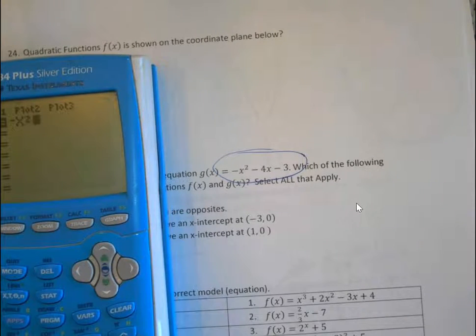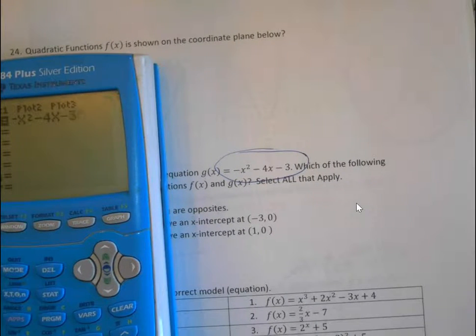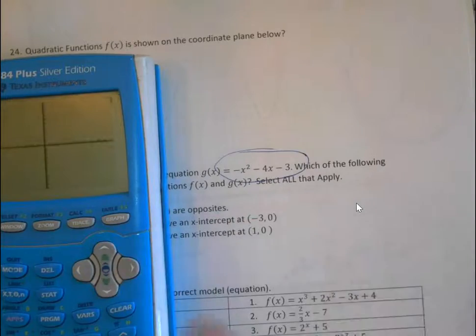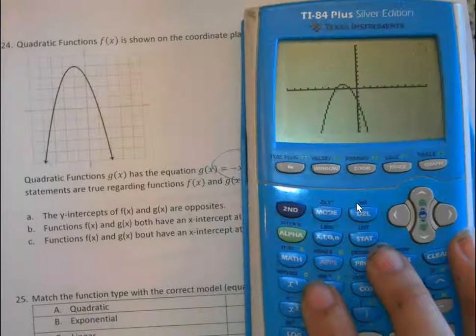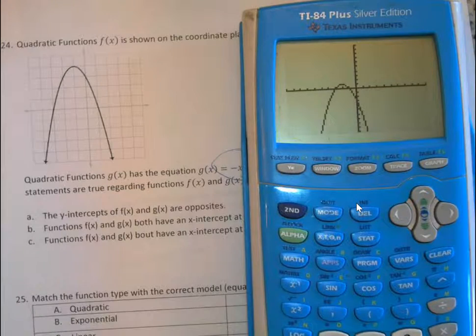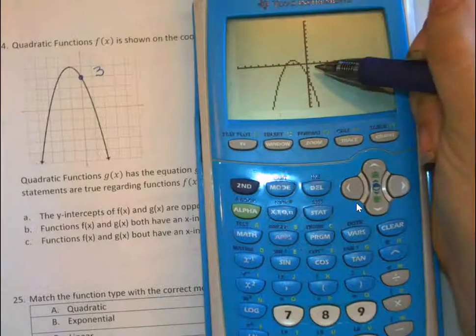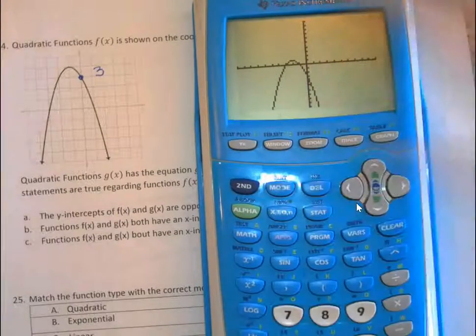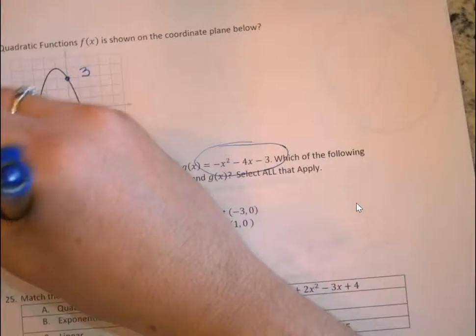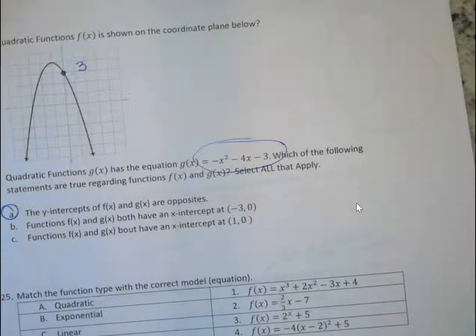And I have x squared minus 4x minus 3. So the first negative is the white button. The other ones should be the subtract, then I hit graph. So this is what my graph looks like. It says the y-intercepts of f of x and g of x are opposite. So if I look up here, my y-intercept is 3. If I look at my calculator, I don't spin it around. It's going down 1, 2, 3. So it's negative 3. This is true. They are opposite values. One's positive and one's negative.